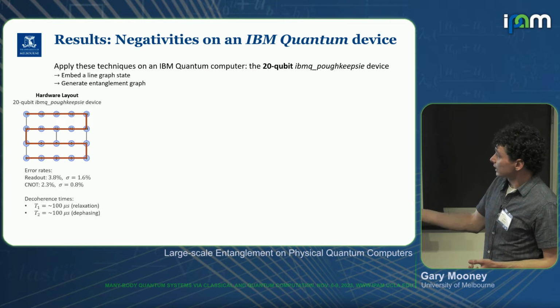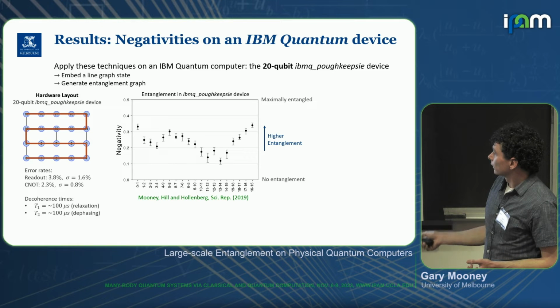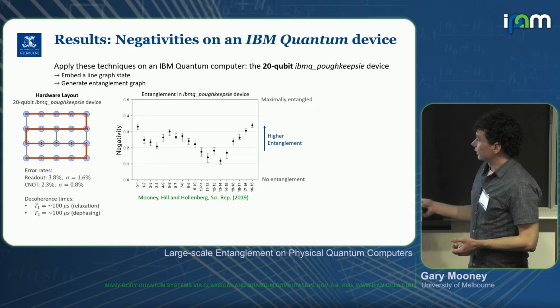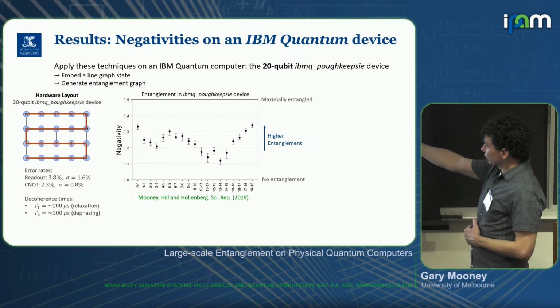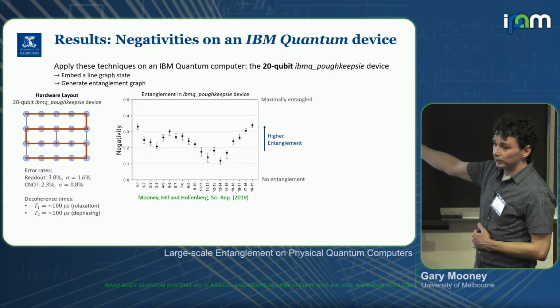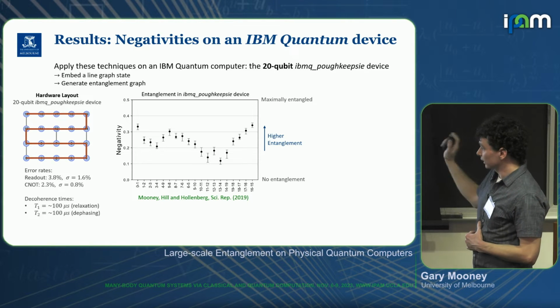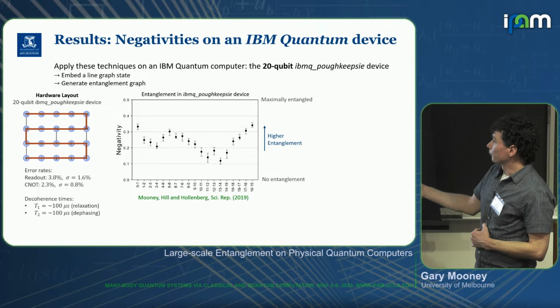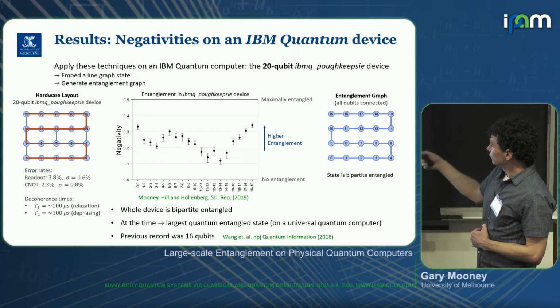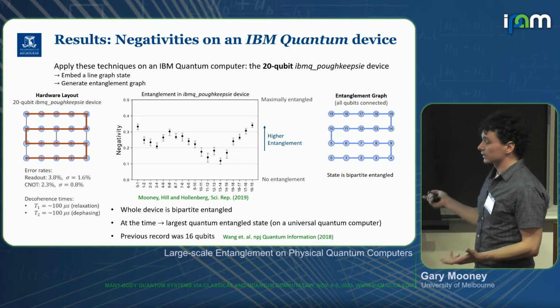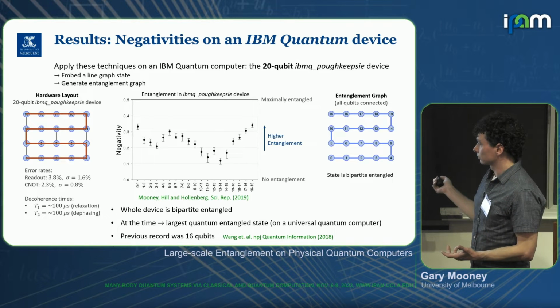We're going to embed our graph state. And these are the negativities that we've calculated. And yeah, so 0.5 is maximally entangled. You can't get higher. And then if the error bar goes over this 0, then that's not entangled for us. And then we can generate our entanglement graph. It's fully connected, and so we can say the whole device is entangled.